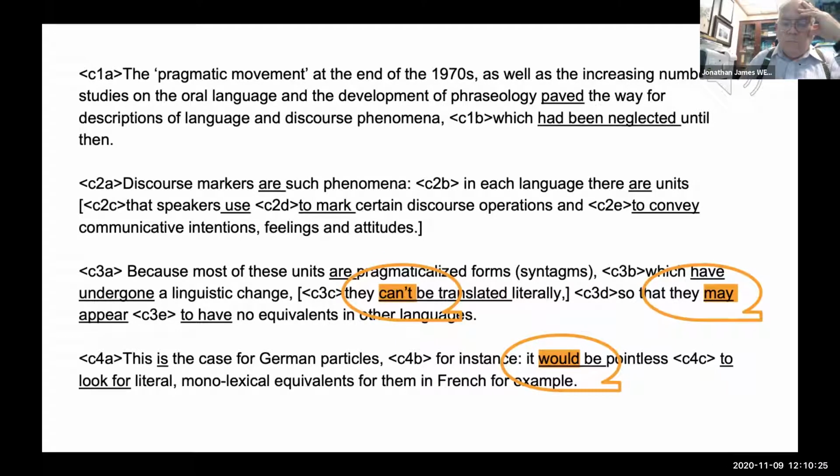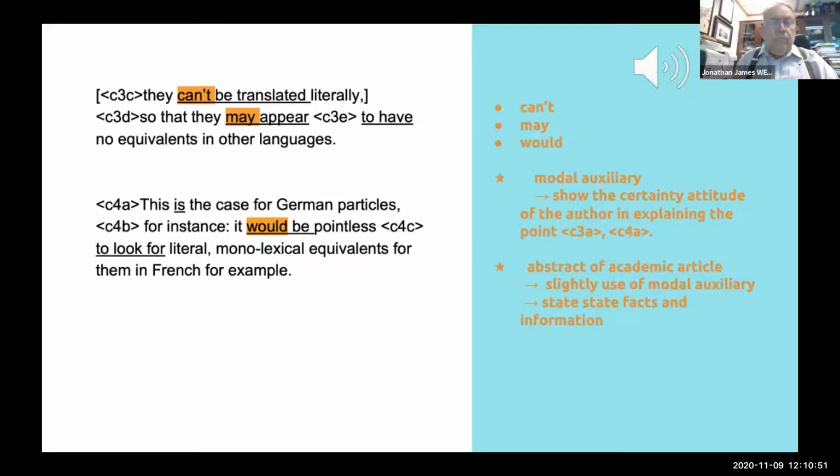For modality, modal auxiliaries are not frequently used in this abstract. There are only three modals: can't, may, would, spotted in clause 3 and 4. These modal auxiliaries can show and express the certain attitude of the author in explaining the points in clause 3a and clause 4a. As this is an abstract of an academic article, its main purpose is to state facts and information, but not to tell people what to do or what not to do. So modal auxiliaries are not frequently used in this abstract.